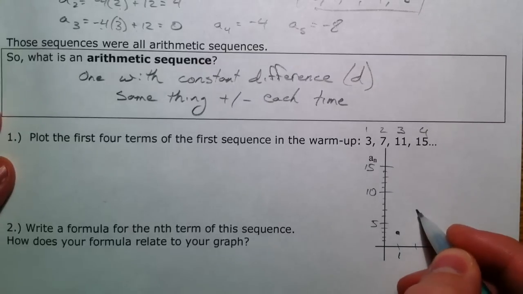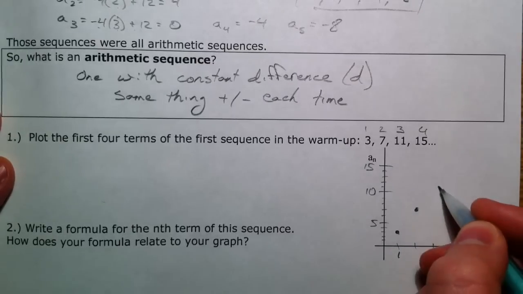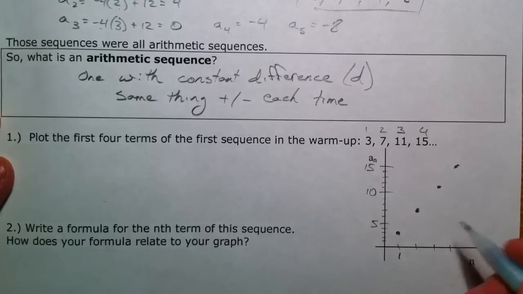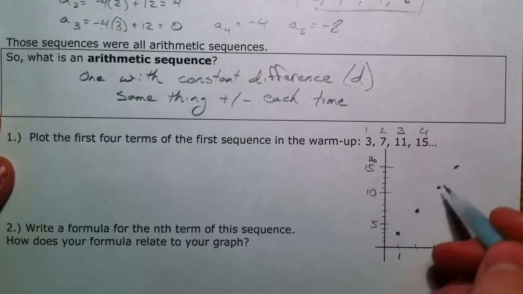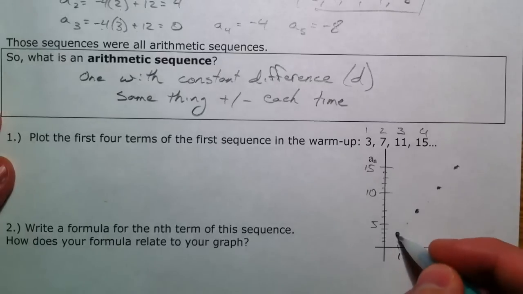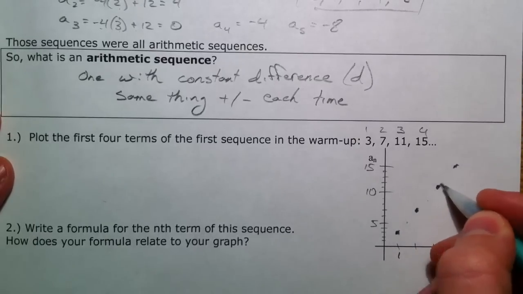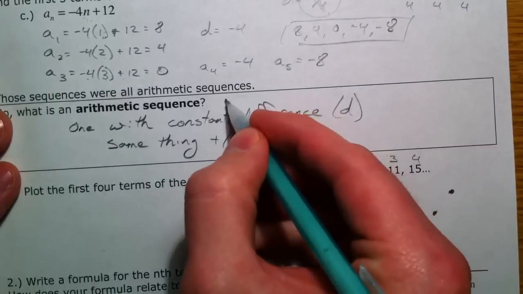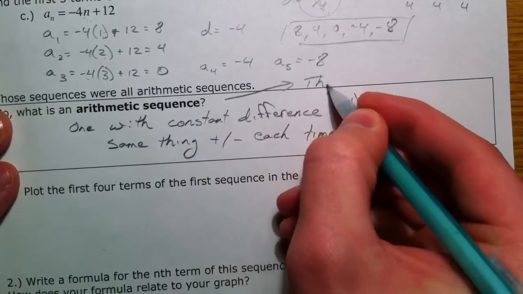Second term is 7, 11, and 15. Notice that these form a line. Now, we're not going to connect them because all our terms are individual and we don't have a 1.5 term or a 2.5 term. So we leave them as dots, but imagine if it was a line. Arithmetic sequences think linear.